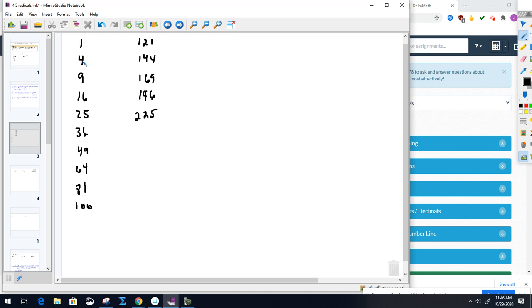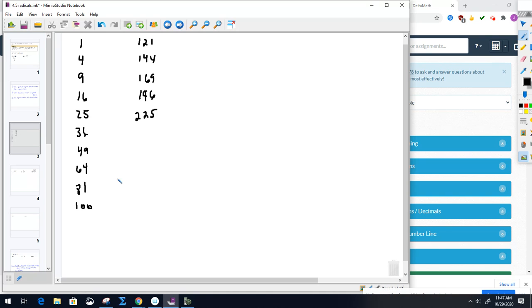1 squared is 1. 2 squared is 4. 3 squared is 9. 4 squared is 16. Or if I take the square root of these, I would get a nice number back. The square root of 4 is 2. The square root of 9 is 3. So these are the main numbers I'm going to be looking at. And of course, there's an infinite amount of these. I could make this list longer and longer and longer. We normally don't need to go over 225, but sometimes we do.